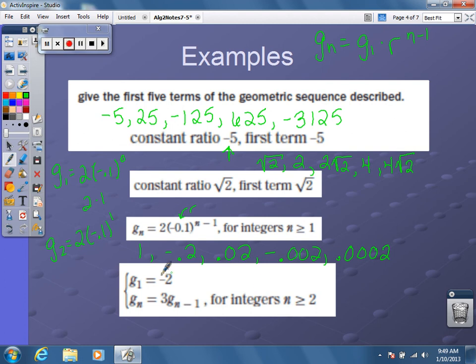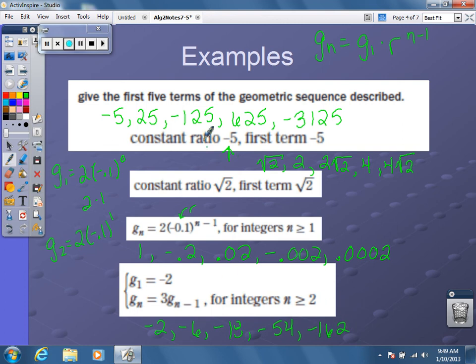Okay, this is written recursively. Same type of thing. The first term is negative 2. What am I multiplying by each time? 3. Negative 2 times 3 is negative 6, times 3 is negative 18, times 3 is negative 54, times 3 is negative 162.